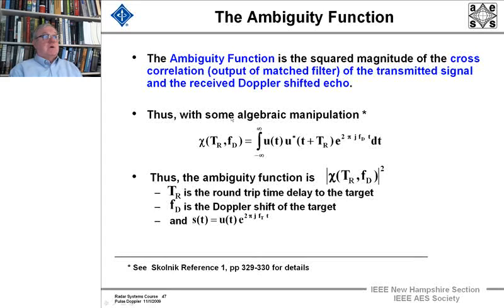Okay, now we've said this before, and thus with some algebraic manipulation, and on these 2 pages of Skolnik, the 3rd edition of his Introduction to Radar Systems book, this is the ambiguity function without its amplitude squared. So thus the ambiguity function is the absolute value of this quantity squared, where capital T sub r is the round-trip delay time, the echo time, proportional to the range to the target, and F sub d is the Doppler shift of the target, with the signal being this.